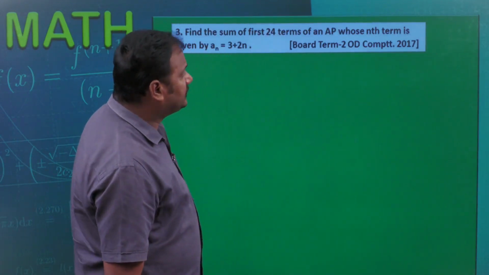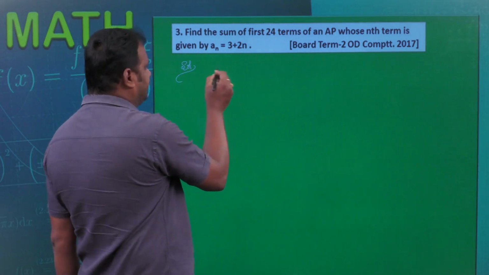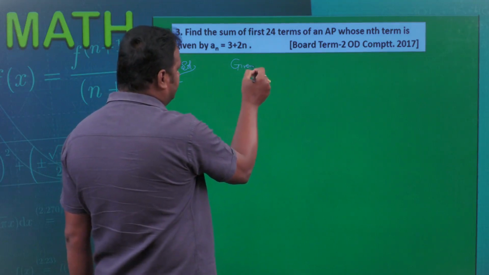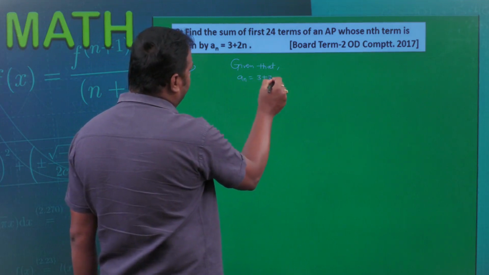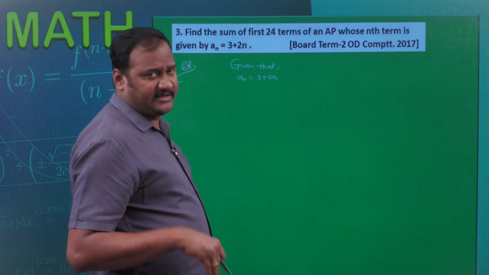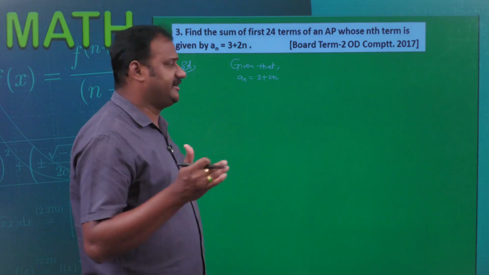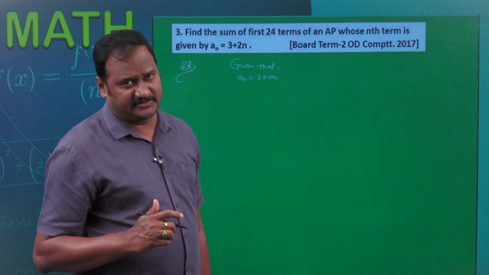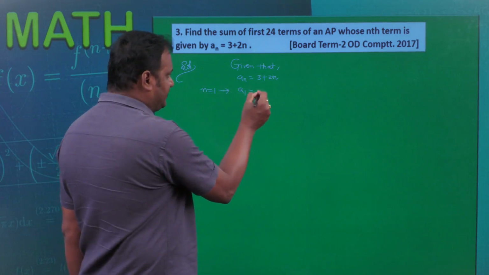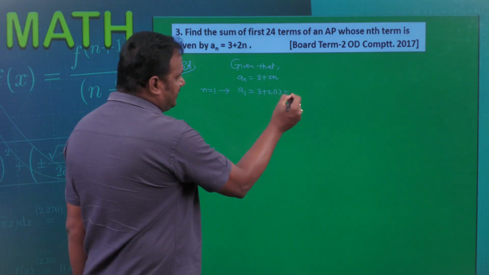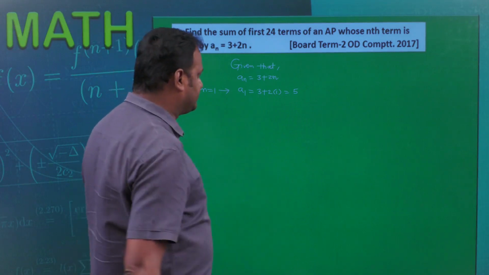Find the sum of the first 24 terms of an AP whose nth term is given by, so what is given here? The nth term of the arithmetic progression is given. So given that the nth term of the arithmetic progression, that is an, is equal to 3 plus 2n. An means nth term, a1 means first term, a2 means second term, a3 means third term. So with the help of those a1, a2, a3, we can find out the common difference also, right? Now I will put 1 in place of n to get the first term. That is a1 is equal to 3 plus 2 into 1. 2 ones are 2, plus 3 is equal to 5.